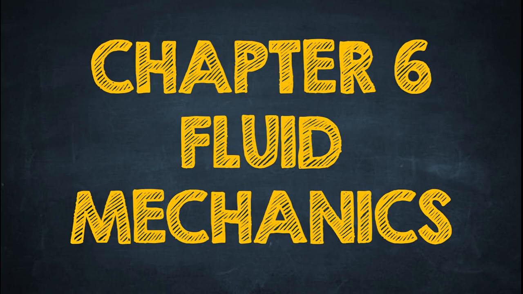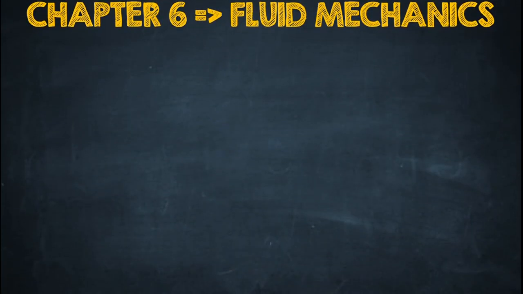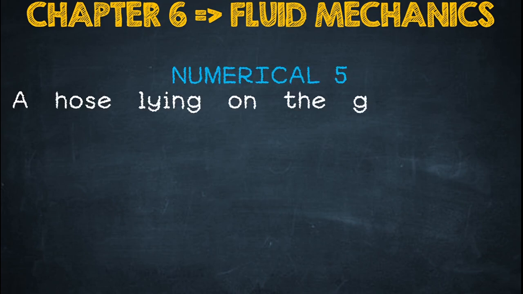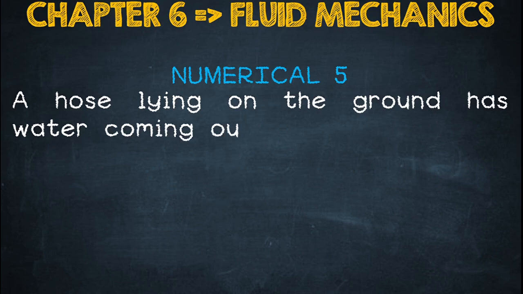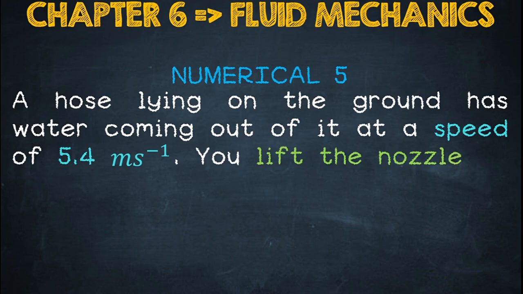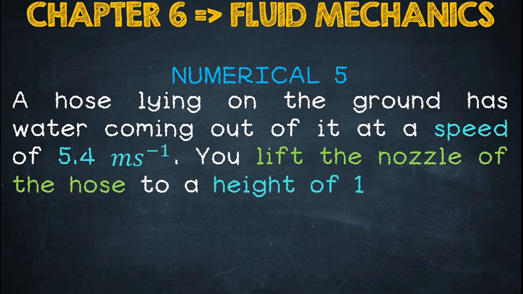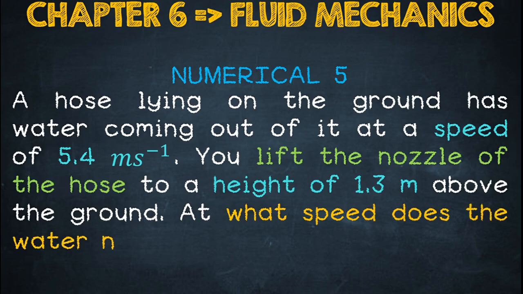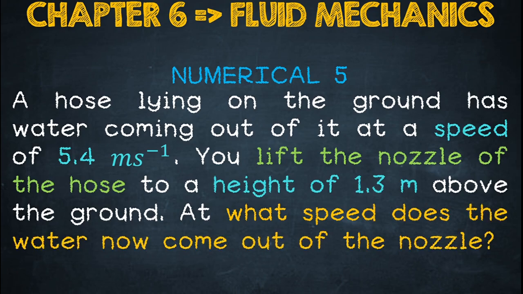Bismillahirrahmanirrahim. In chapter 6, fluid mechanics, today we are going to do numerical number 5, the statement of which is: a hose lying on the ground has water coming out of it at a speed of 5.4 meter per second. You lift the nozzle of the hose to a height of 1.3 meter above the ground. At what speed does the water now come out of the nozzle?